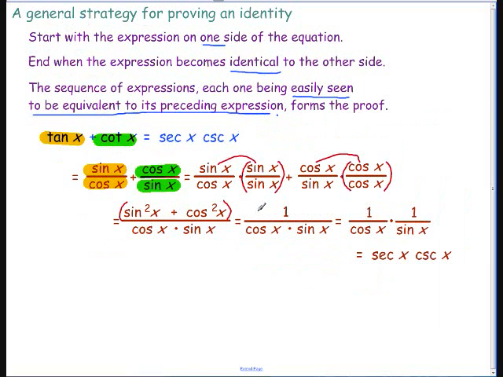So that's all equal to 1. Now I can separate this out into 2 fractions being multiplied by one another: 1 over cosine and 1 over sine, which is identical now. So we're done.